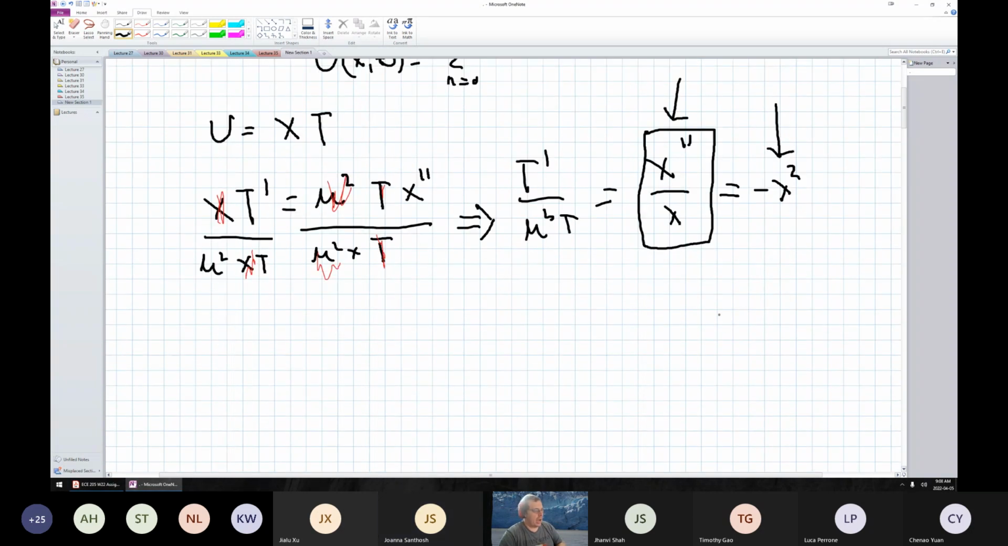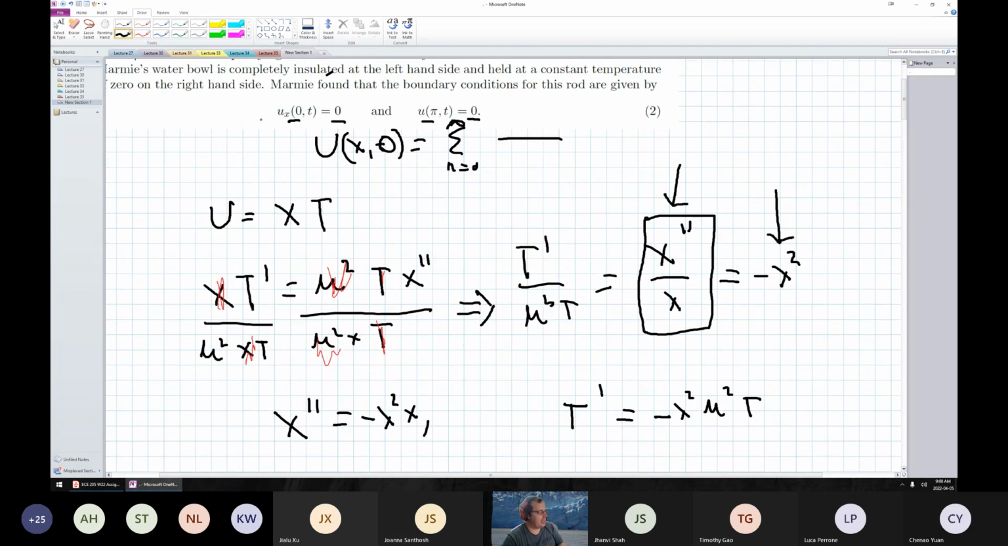Now I have two equations to consider. I have X double prime equal to minus lambda squared X, and T prime equal to minus lambda squared mu squared T. Now I have boundary conditions I need to solve. To solve the boundary conditions, hey, there they are.